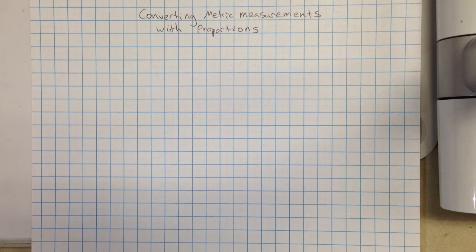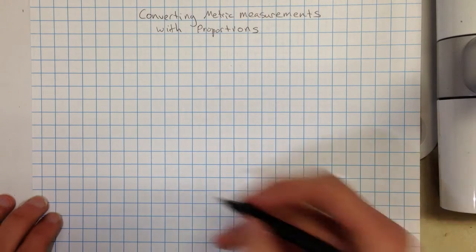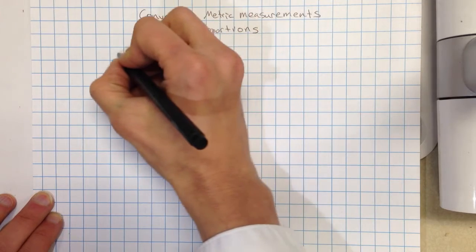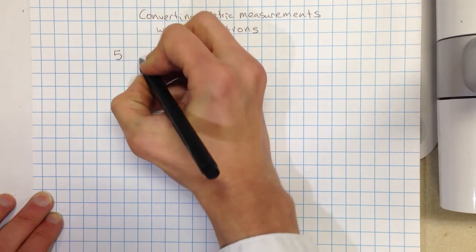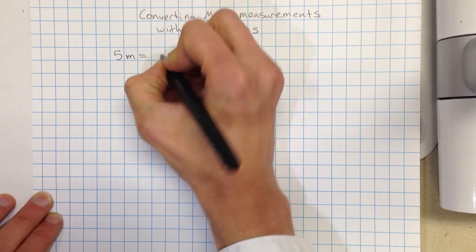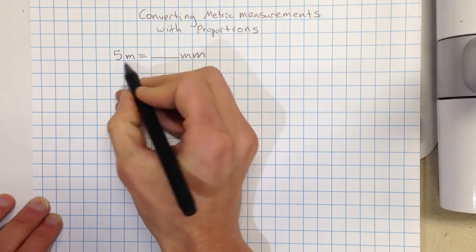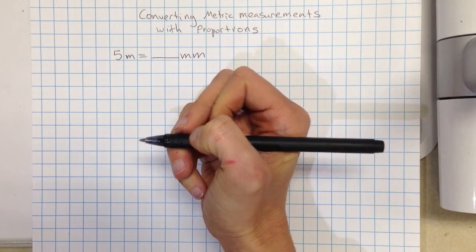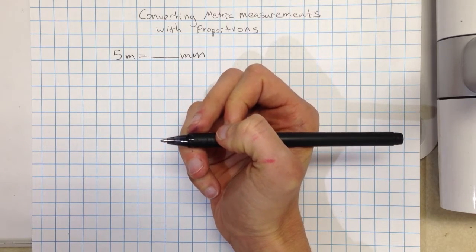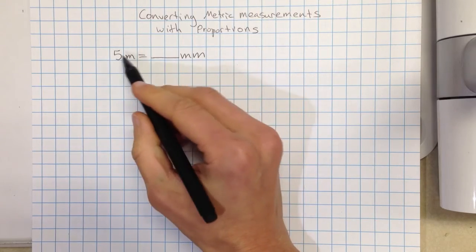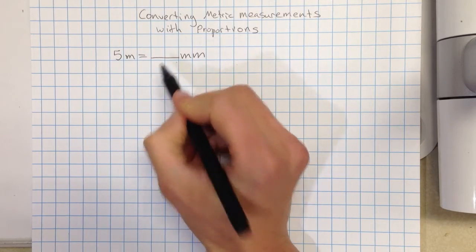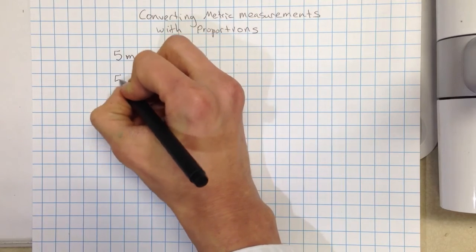So we were looking at how we can use the metric measurement and our ratios to create some proportions and convert units really easily. So we'll start off with an example. Let's say we had 5 meters and we wanted to convert that into millimeters. So we follow the steps that we came up with in class. Our first step was to make a ratio using what we have and what we want. So we have 5 meters.